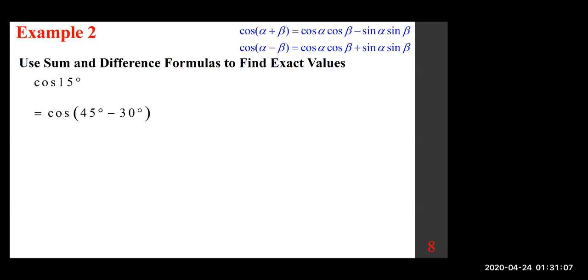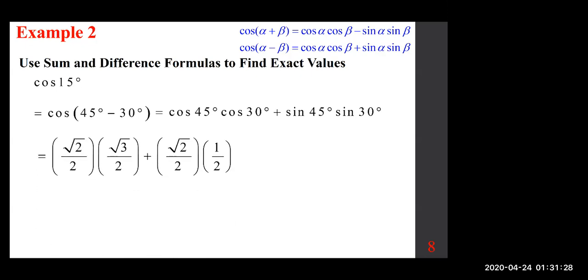Plus sine alpha, sine beta, sine 45, sine 30. Do we see this, everyone? Yes. Good. Now, I'm assuming you know the common arcs. These are the common arcs, everybody. So you add them up. Square root of 2 times square root of 3 is square root of 6, plus square root of 2 times 1 is square root of 2, and the denominator is 4 for both of them.